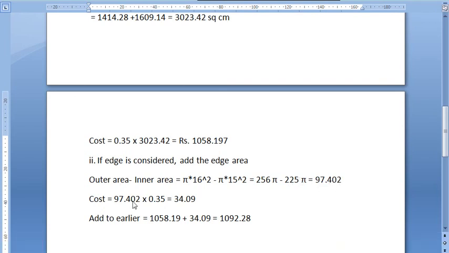Again the cost. 35 paise into 97.40. That is 34.09. Just add this 34.09 to the earlier one, 1058, and you get 1092.28. That is the cost if thickness is included, and this is the cost if thickness is not included.